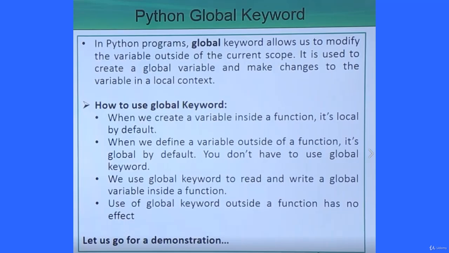So whenever we define a variable outside of the function, by default it has global scope. Whenever we define a variable within the function, it has local scope. But the third point is very interesting: we use the global keyword to read and write a global variable from inside the function itself. So for a better idea, let us go for one practical demonstration to show you how the global keyword plays a magic in our scope definition of a variable.